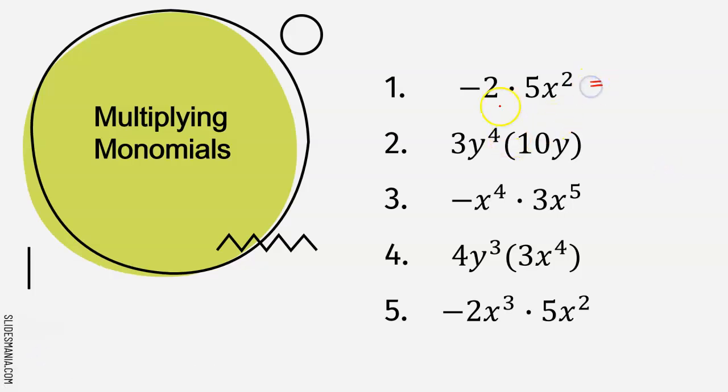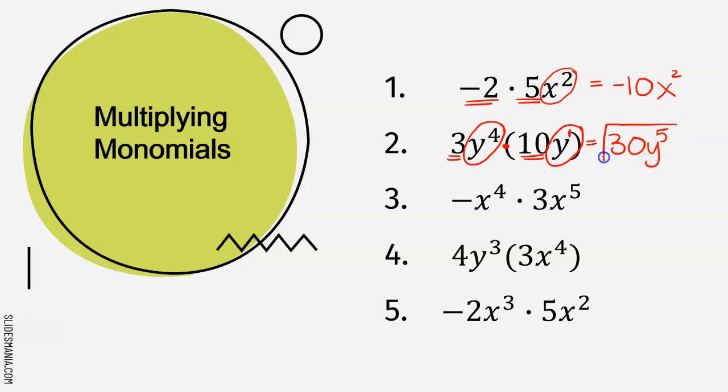When I look at problem number 1, I'm going to multiply my numbers together, which is negative 2 times 5, or negative 10, and then I'm going to add my exponents of my bases. Now I only have an x to the power of 2, so I am left with an x to the power of 2. In the second problem, now you'll notice the parentheses, but the parentheses are the exact same thing as a multiplication sign. So I'm going to multiply my numbers to get 30, and then I'm going to add the exponents of my same bases. Now you might not notice, but there is an imaginary 1 on top of that y, and so I really have y to the 5th in that problem.